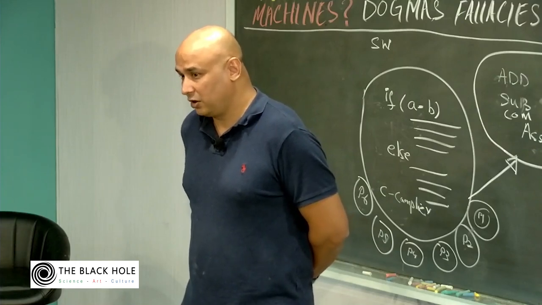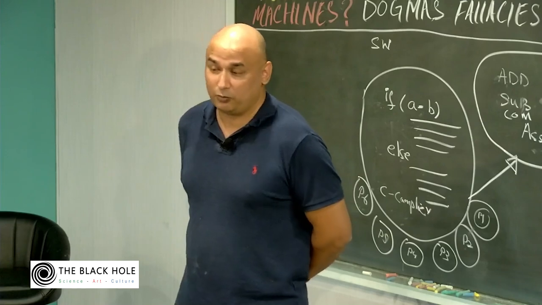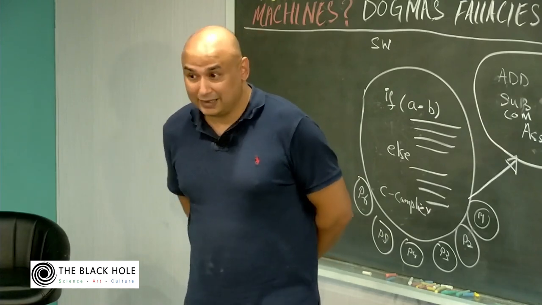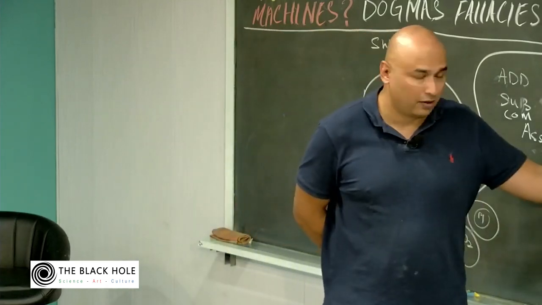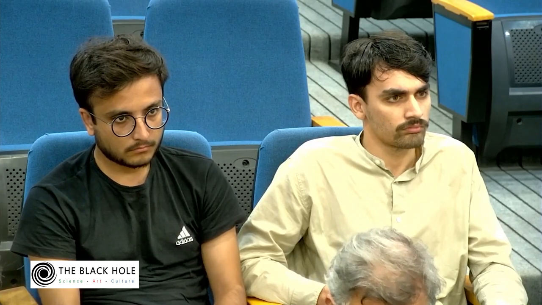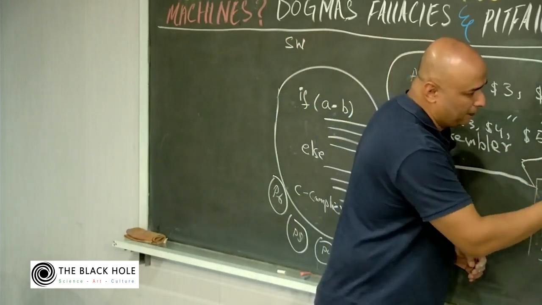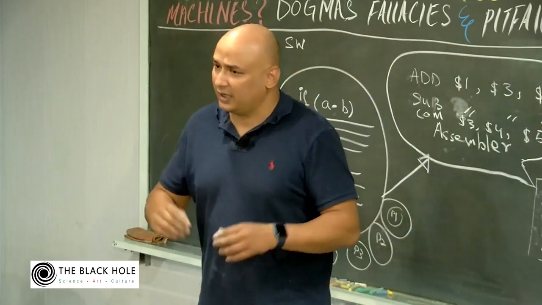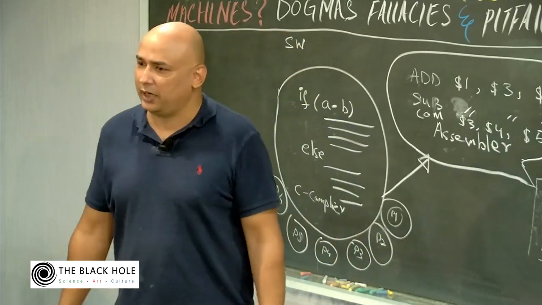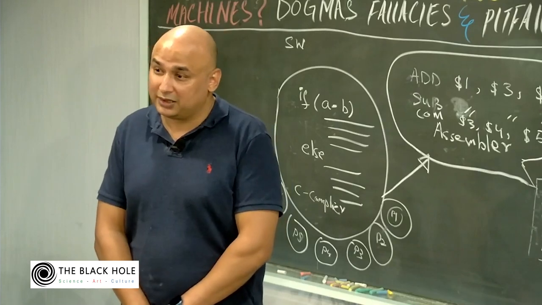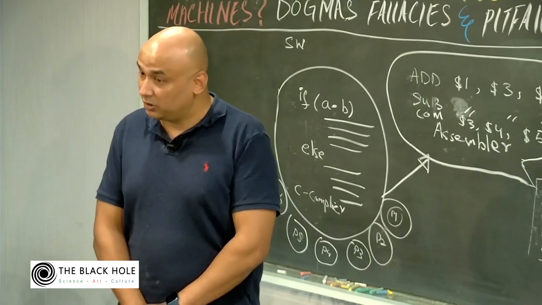If I'm an investor, or if I own an industry, or if I'm an engineering manager in an industry, and I see that I have sufficient functionality being implemented using 22 nanometer transistors, and I still have a lot of space left, I can still pack more transistors. Why would I want to go for a smaller transistor, which is more expensive?